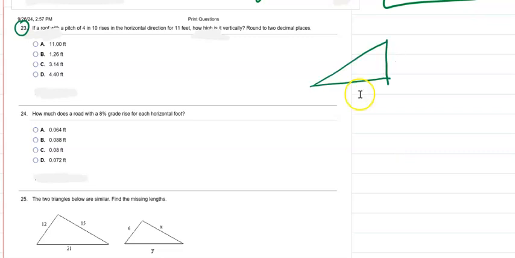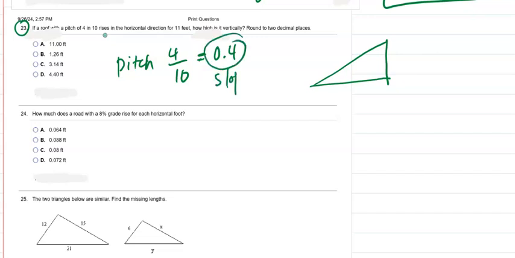Question 23. So let's see, you have a roof. The roof has a pitch of 4/10, right? 4/10 is 0.4. That's the slope of the roof. Remember that pitch 4 to 10 means the same as 0.4 as a slope, which means 40% as a grade.